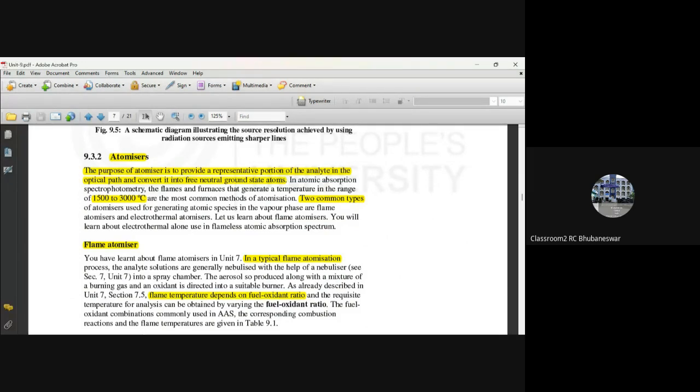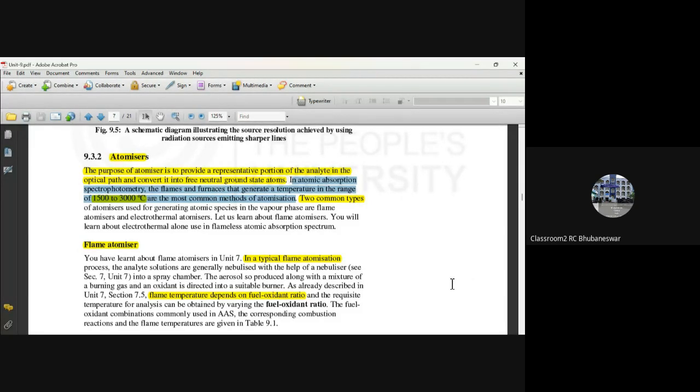Thank you. So the purpose of this atomizer is to provide a representative portion of the analyte in the optical path. So before moving to the optical path, the analyte which you want to study, you have to convert into gaseous atoms, and convert into free neutral ground state atoms. Then only you can go for the further studies. In atomic absorption spectrophotometry, the flames and furnaces that generate a temperature in the range of 1500 to 3000 degrees centigrade are the most common methods of atomization.